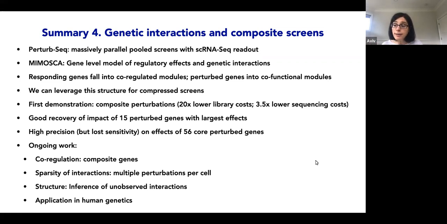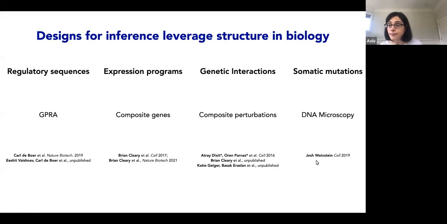And we also believe that similar approaches are now becoming possible in human genetics. And so with this, I will conclude. I showed you some examples of our work to develop new experimental designs for inference and how the sparsity and the bigness and the structure of biological systems can be used to take on some of the less tractable problems.